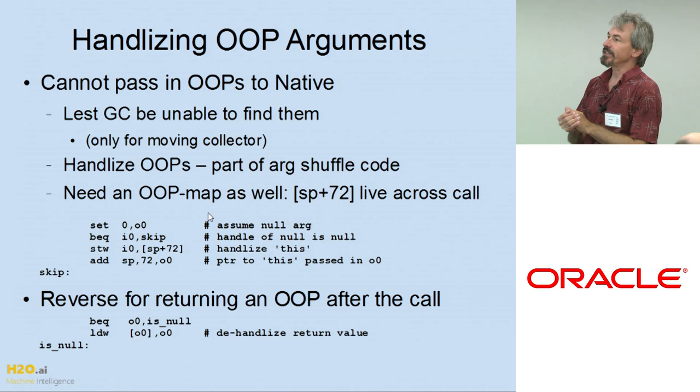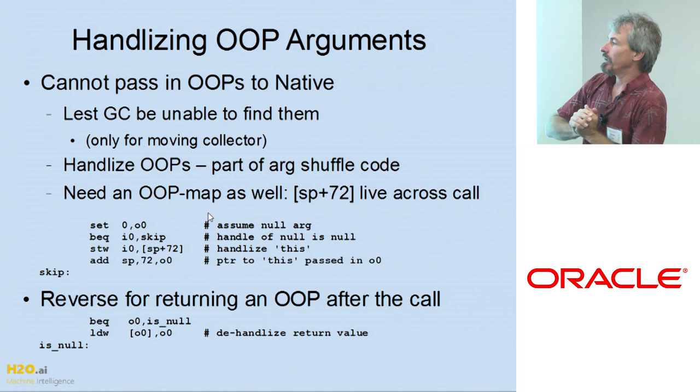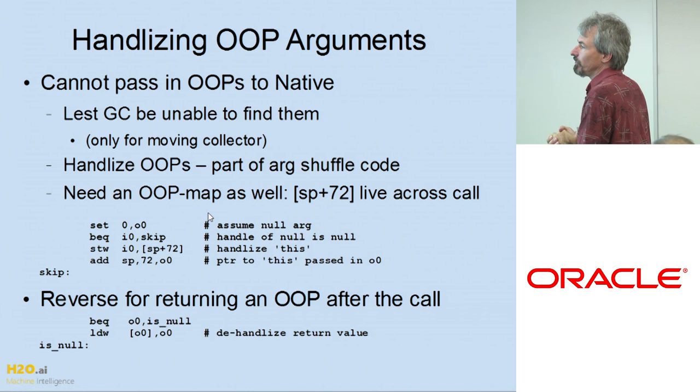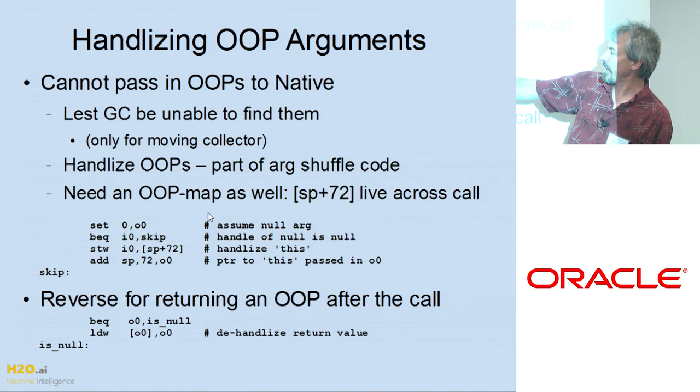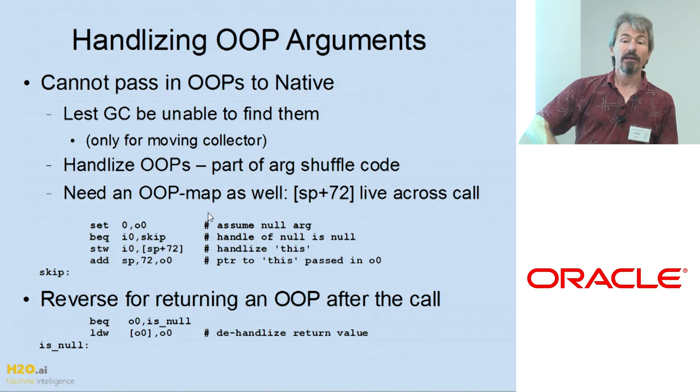Okay, so the next thing is that I can't trust the native code to be nice with my oops. So I have to hand him a pointer to an oop, a handle, instead of the oop itself. So I'm going to handleize the oops as part of my argument shuffle. And that means I'm going to do the null check, because a handleized null is a null. And then I'm going to store the damn thing down into some place on the stack and put the address, and that's the handle, and hand that to the native code. And of course, I have to reverse out on the way back.